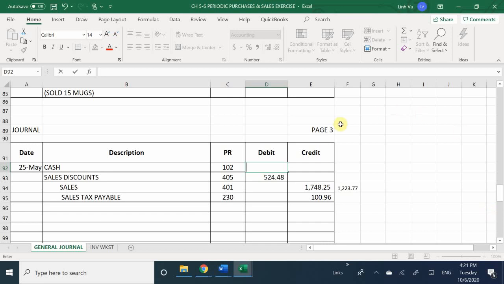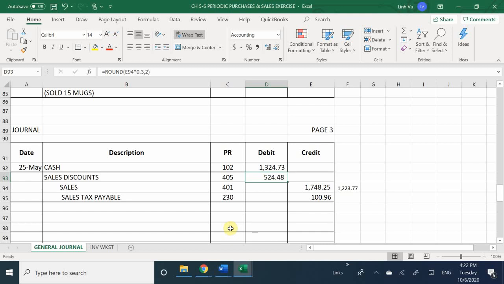Okay. So the total is going to be $1,324.73. $1,324.73 is correct. Okay, so 5 plus 6 is 11. 8 plus 3 is also 11. So good. We match our pennies perfectly as well.